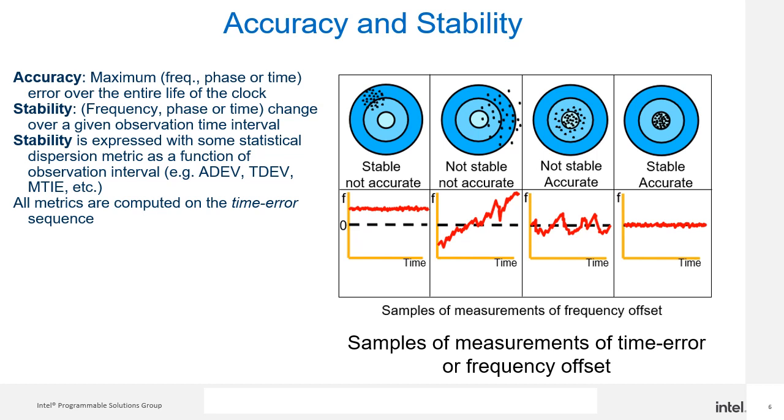When we deal with oscillators in particular, we are very worried about stability and not so much about accuracy, because very often we have a reference available with which we can control the oscillator. And as long as it's stable, we can do a good job of calibration.